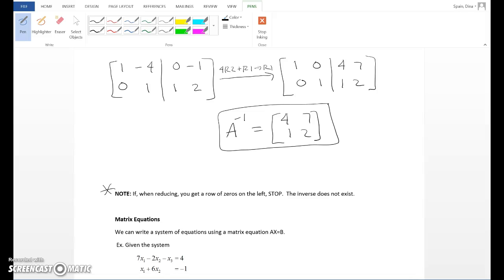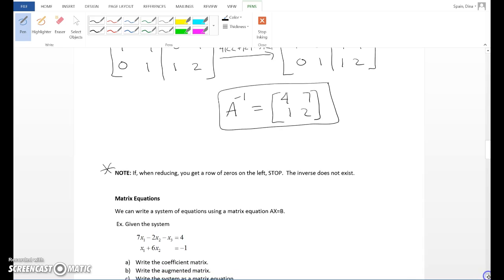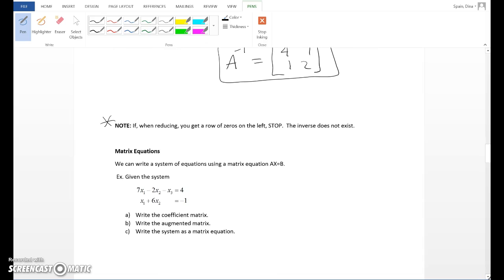Matrix equations. Here's the last part of this section 2.6 about the inverse of a matrix, matrix equations, and what we're going to do with them. We're down here. You can write a system of equations using a matrix equation. It looks like this. All these are matrices. A is a matrix, X is a matrix, and B is a matrix. Now, A doesn't necessarily have to be a square matrix. It's really whatever size that system starts out to be.